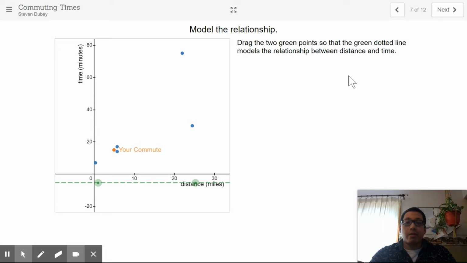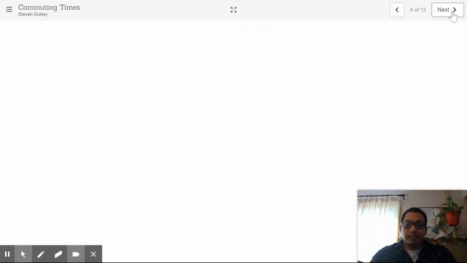Okay, let's model the relationship. So this is kind of similar to what we were doing when we took data in our statistics unit and we did some scatter plots. Let's draw a line that fits data. So hopefully there'll be more data when you do this. But for me, I'm just going to drag this up here, try to fit the data a little bit. Doesn't have to be perfect.